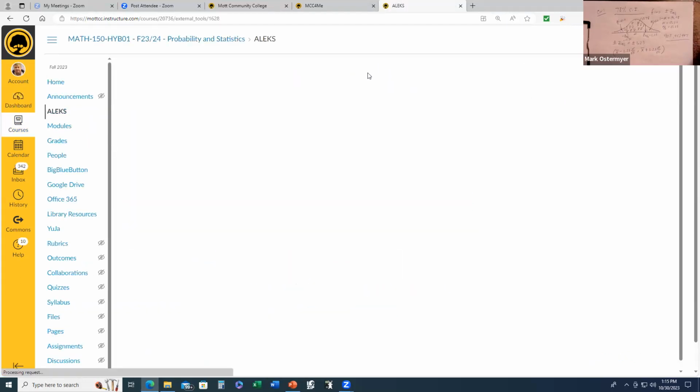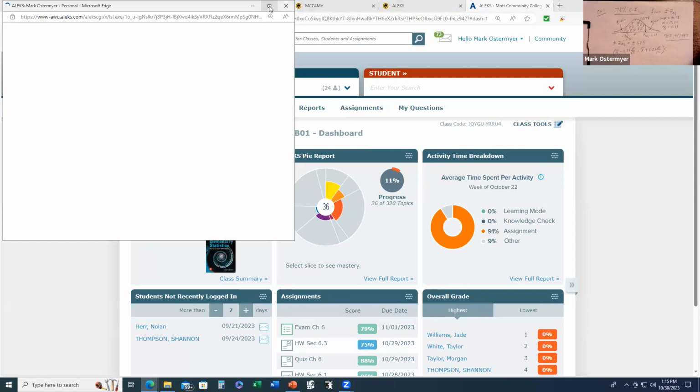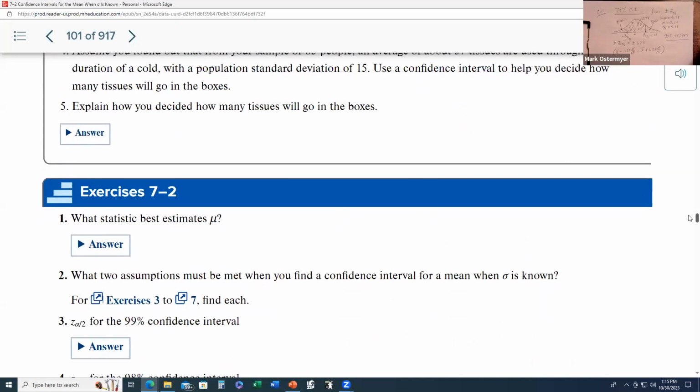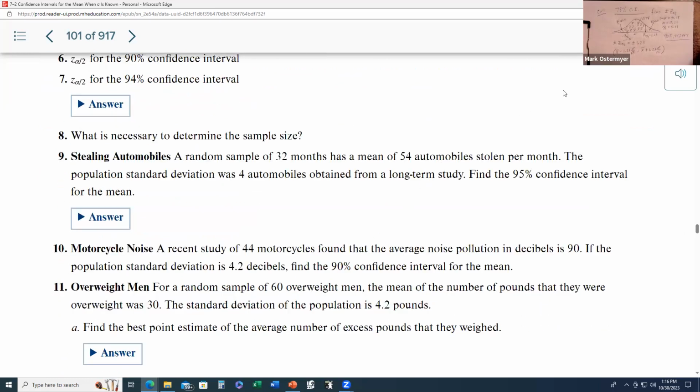All right, these problems will be coming from section 7.2. Problem number 9 is the first one that I would like you to try. This will be classwork number 2. You can use your calculator and use the Z interval function to build your interval. So it should not take a long time.